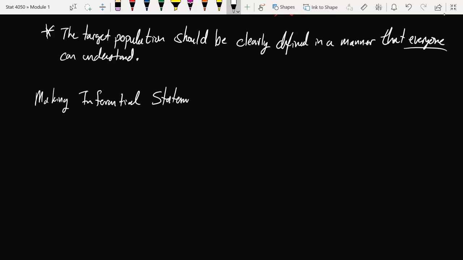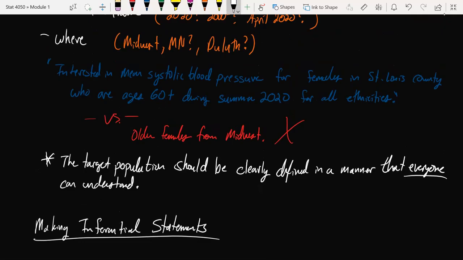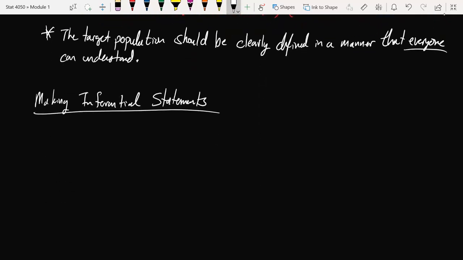And this is a little bit of a primer for module 2 in this course. Making inferential statements about our target population, right? Maybe we're interested in knowing mean systolic blood pressure. So at this stage is where you're going to start to need some data. We're going to start to need some data here, okay?